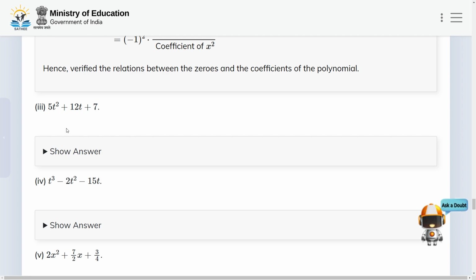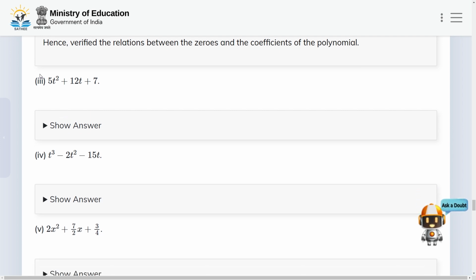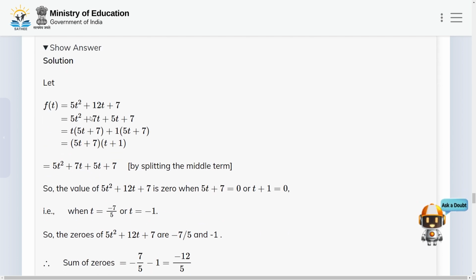Now let us see the third one. In the third one, we are given this quadratic polynomial 5t square plus 12t plus 7. Let us see the answer. First, let f of x equal 5t square plus 12t plus 7. Now if we split the middle term, we get 5t square plus 7t plus 5t plus 7. It implies t times 5t plus 7 plus 1 times 5t plus 7.